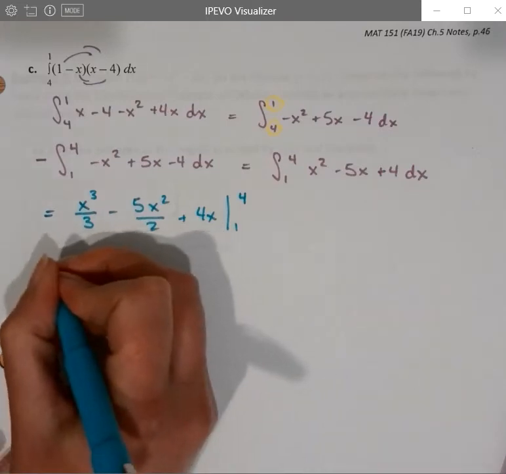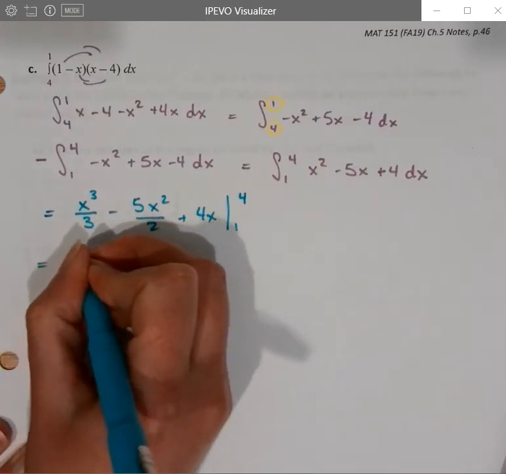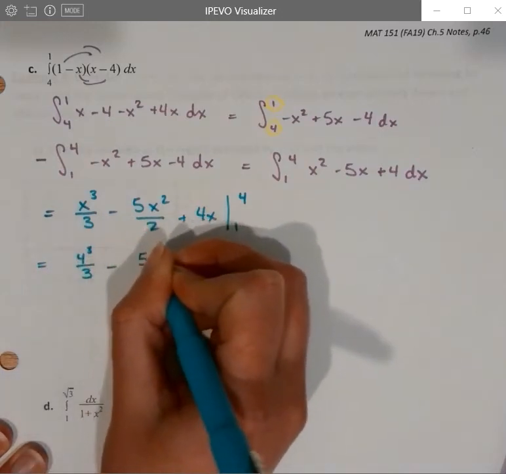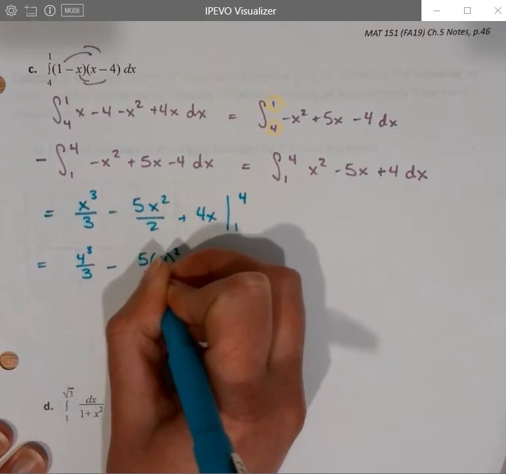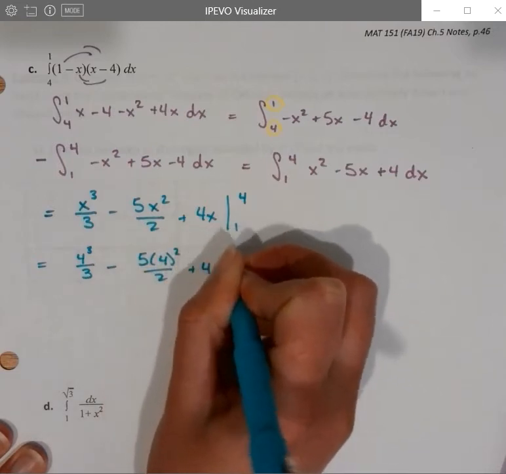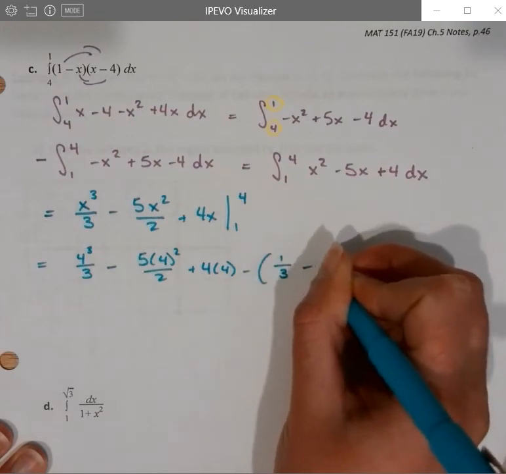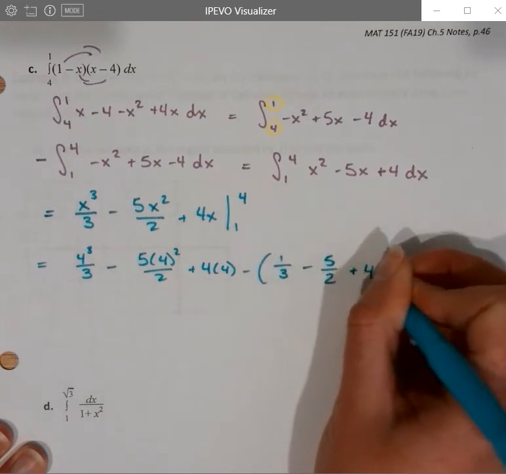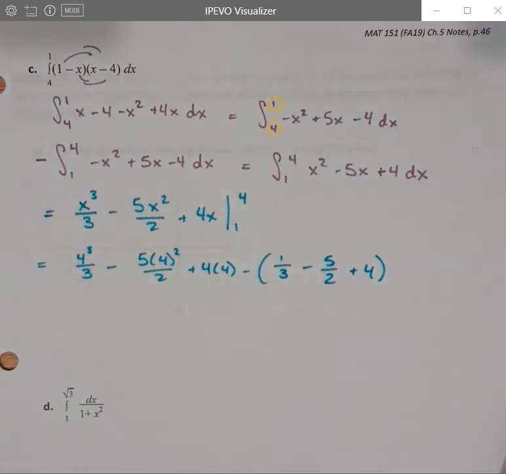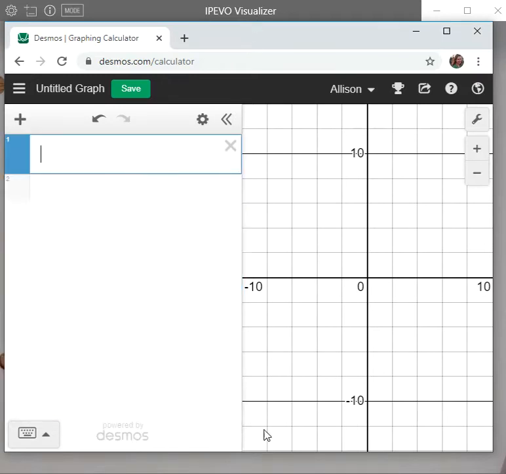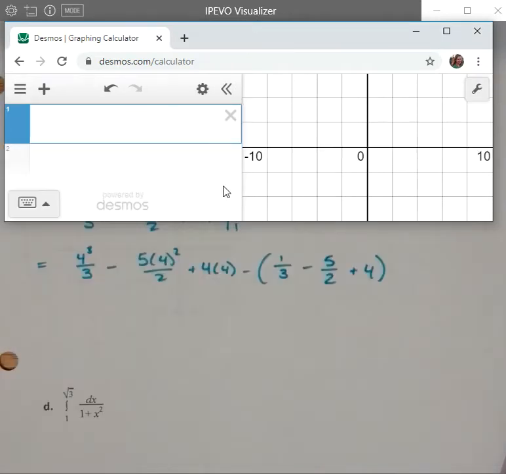So we'll plug in the top bound. That's going to be 4 cubed over 3 minus 5 times 4 squared over 2 plus 4 times 4, minus the 1 cubed over 3 minus 5 times 1 over 2 plus 4 times 1. Okay, so we're just going to calculate this. I can use the Desmos calculator, and we'll check it after we have gotten a little further. But for right now, I just want to evaluate the fractions.